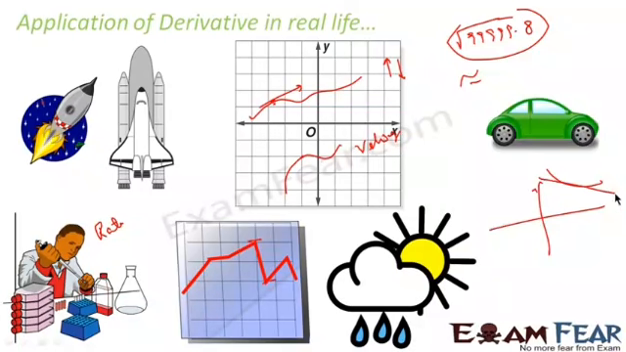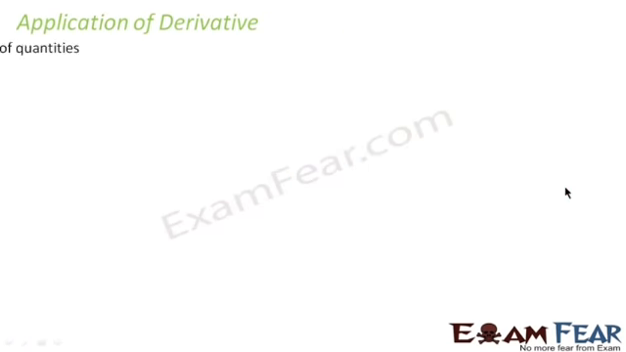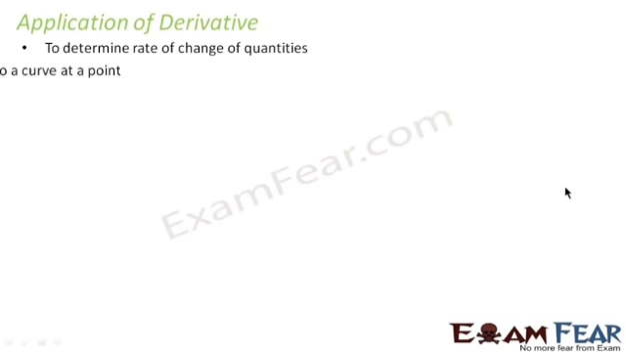Want to find tangent equation of normal, all these things we can use derivative. So we'll explain all these things one by one. So to start with, application of derivative is used to determine rate of change of quantities.